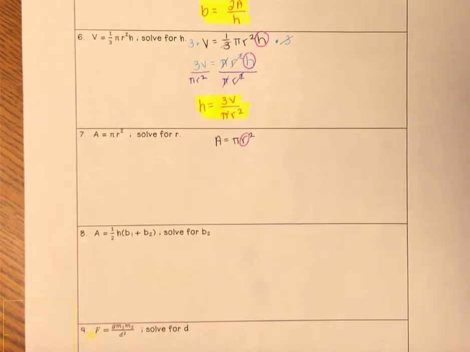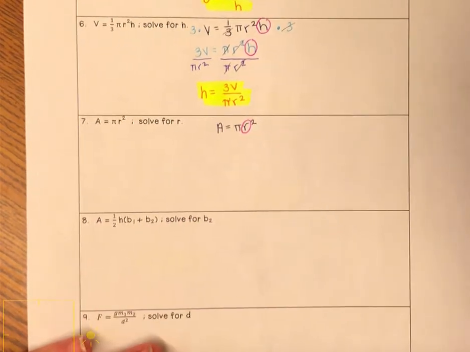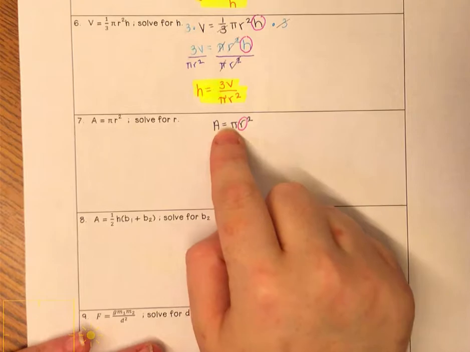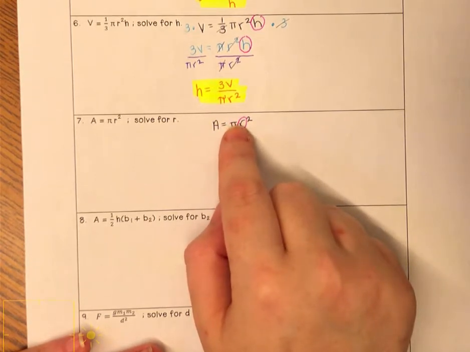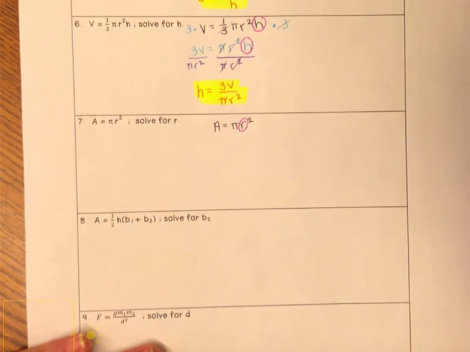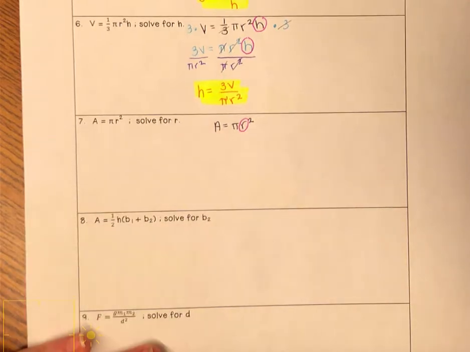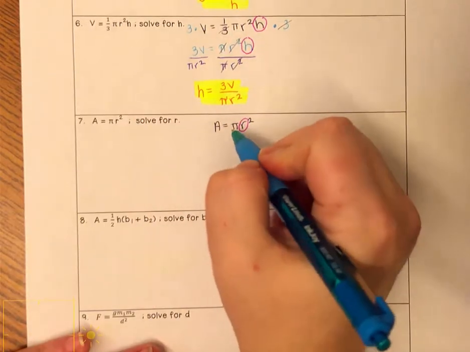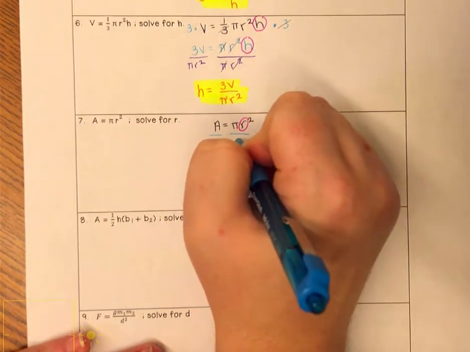We look for addition, subtraction first. There's nothing added or subtracted to this, so we go straight to multiplication, division. We have a pi and a 2 on here. Now the pi is multiplied to the r, but the 2 is an exponent. Remember, with SADMEP, we can't do the E until after we finish the multiplication and division. So we have to get rid of the multiplication first. So our next step will be to divide, since pi is multiplied, we're going to divide both sides by pi.